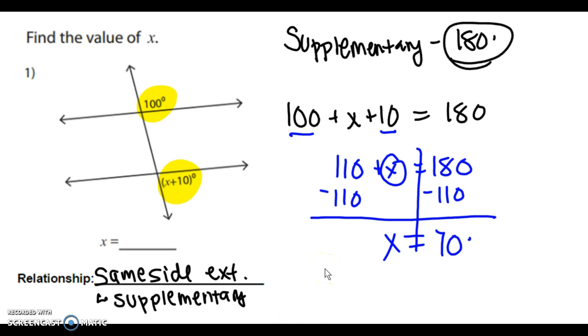So that is what x equals. If the question asked you to find the measure of the missing angle, you would just have to plug it back in there, but for the purpose of today, we are just solving for x.